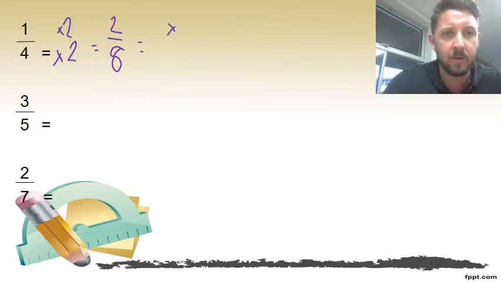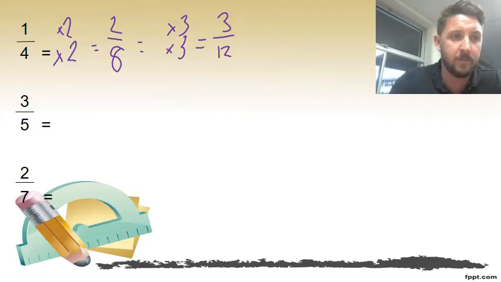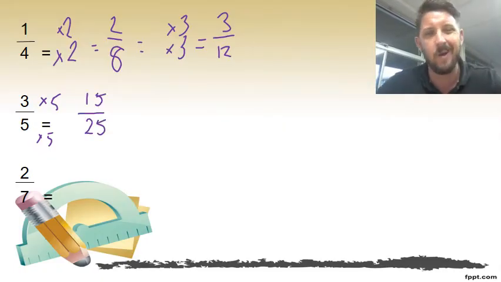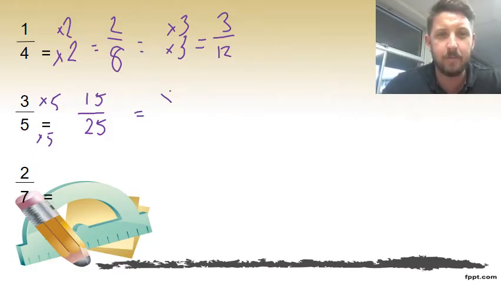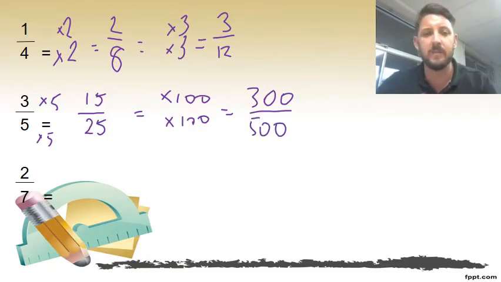If we were to multiply it by 3, then we would have 3/12. Same thing with the bottom one. We might be able to multiply the top by 5 and the bottom by 5. And if we multiply both the top and the bottom by 5, we will get 15/25. We might even go way out there and multiply the top by 100 and the bottom by 100. By doing this, we would have 300/500. They are equivalent. It just means that it's been cut up into more pieces.